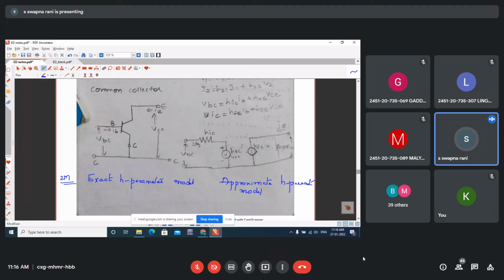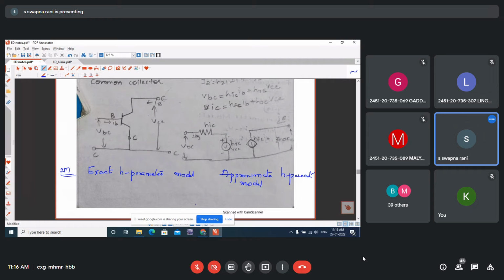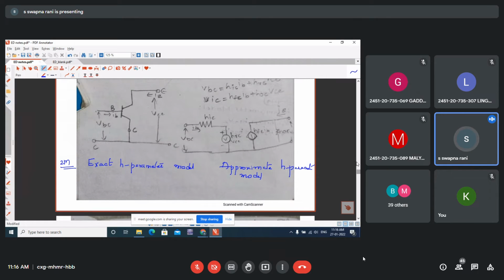Exact H parameter model and approximate H parameter model. What the difference between the exact model and the approximate H parameter model is that the circuit model includes all the four H parameters. It includes all the four H parameters, whereas here it includes only two. Two will be neglected. This model includes only two H parameters.